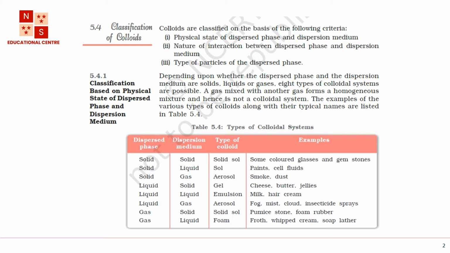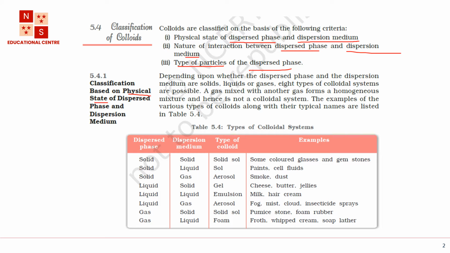See, the classification of colloids is based upon three criteria, that is, physical state of dispersed phase and dispersed medium, the nature of interaction between dispersed phase and dispersed medium, and the types of particles of the dispersed phase. I have already said that in colloids there are a dispersed phase and a dispersed medium, as we have solute and solvent in a solution. So the first classification we are going to see is the classification based on physical state.